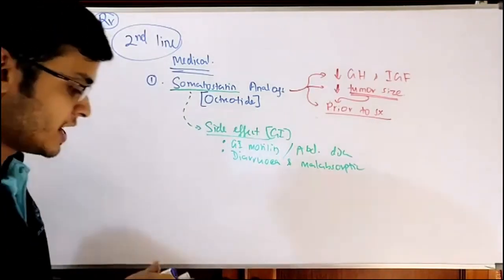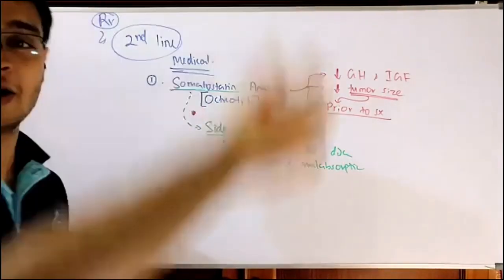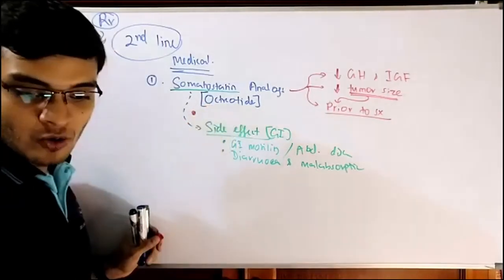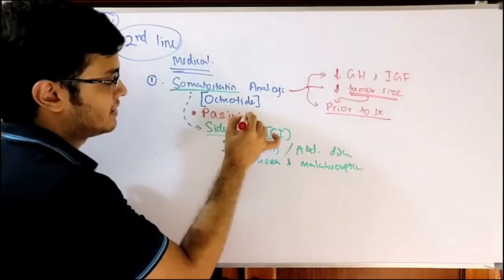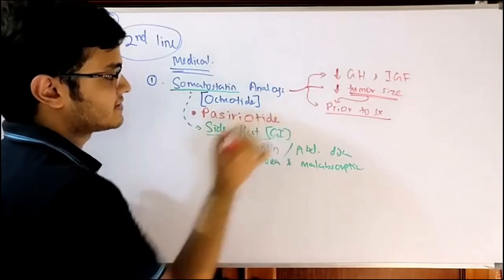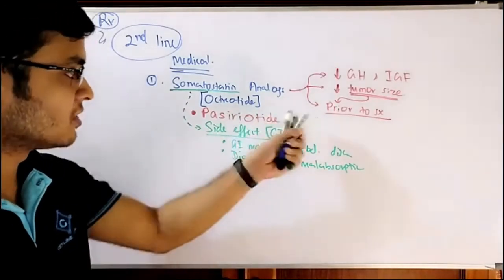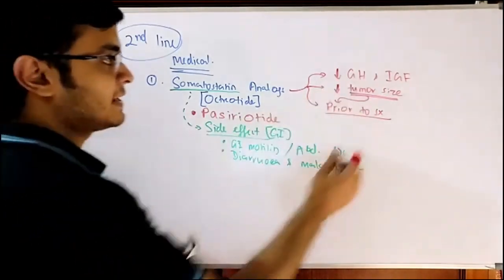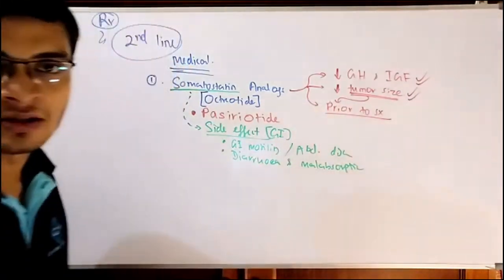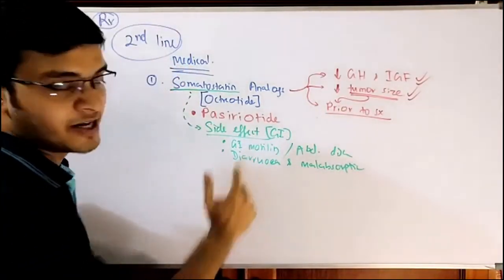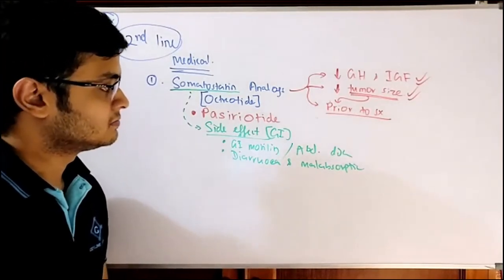Then, guys, just note down somewhere in another color the new second generation. Probably when you all are doing internship someday, the new one is pasireotide, P-A-S-I-R-E-O-T-I-D-E. This is the second generation, the new upcoming one. Sometimes when you are practicing, you will have to use this. They say it has better action on reduction of growth hormone and IGF, and better tumor reduction.